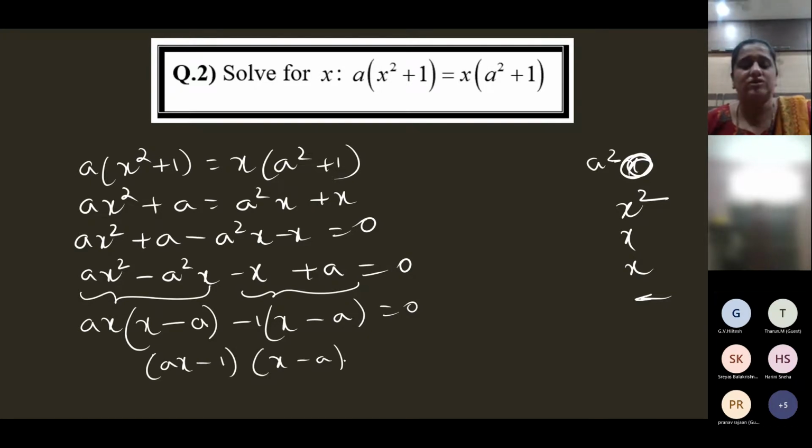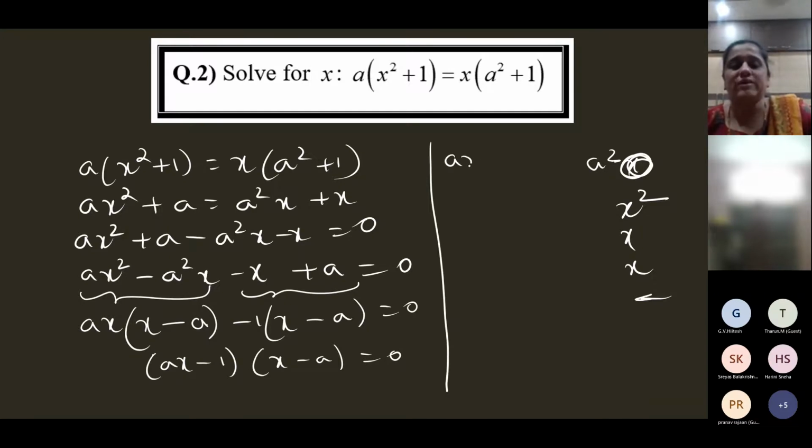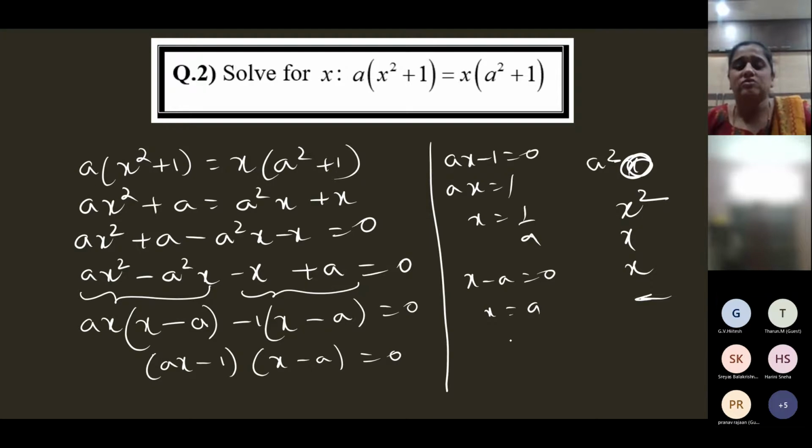A, that's all, is equal to 0. Solve for x. So we need to solve for x. So ax minus 1 is equal to 0. Ax is equal to 1. X is equal to 1 by a. X minus a is equal to 0. X is equal to a. So x is equal to 1 by a or a. That's it. Understand, children? Understand the rule behind working this?